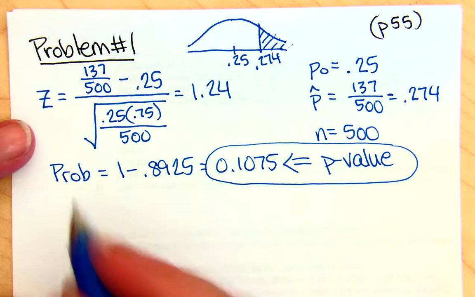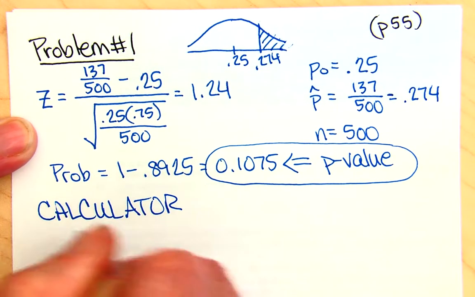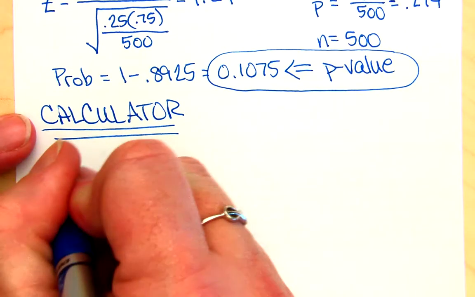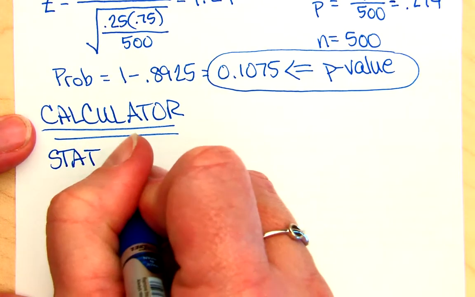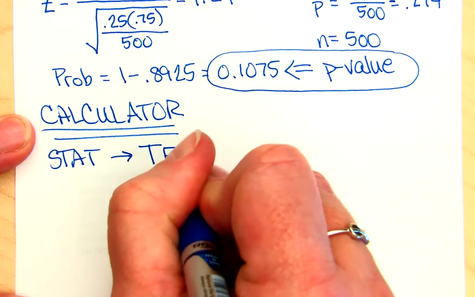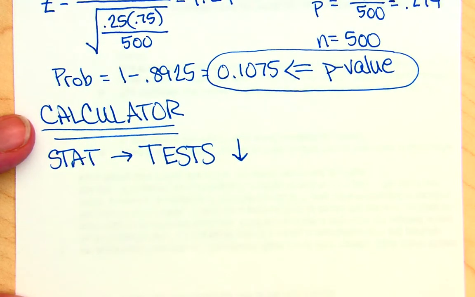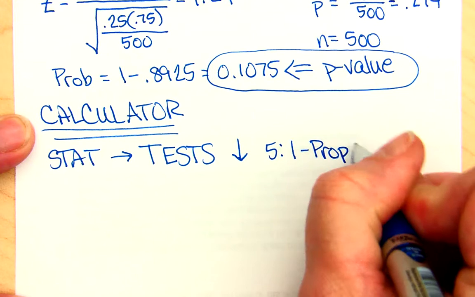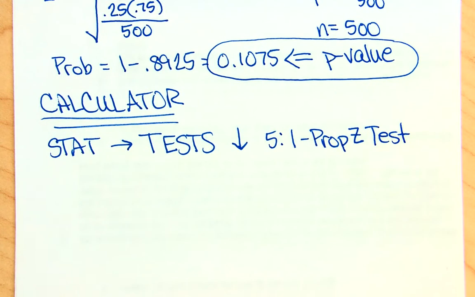So what if we wanted to do this on the calculator? If we want to do this on the calculator, you're going to use the stat button, and then go over to test, and then go down, and mine is number 5, 1-PropZTest. So that's the one we want to select.